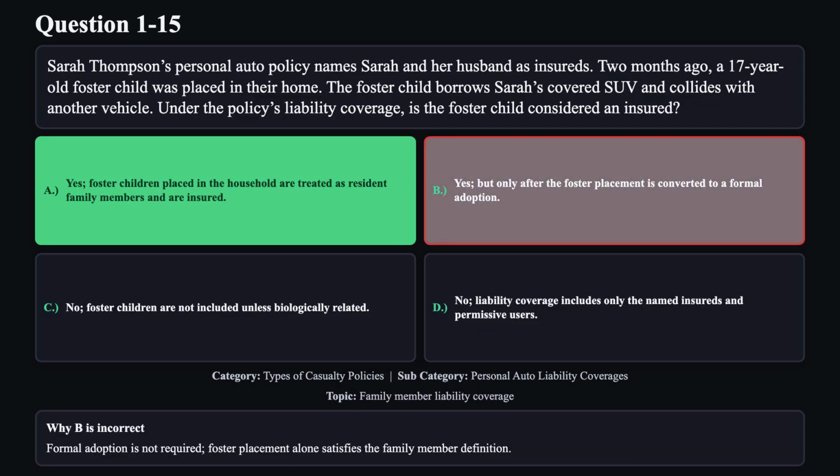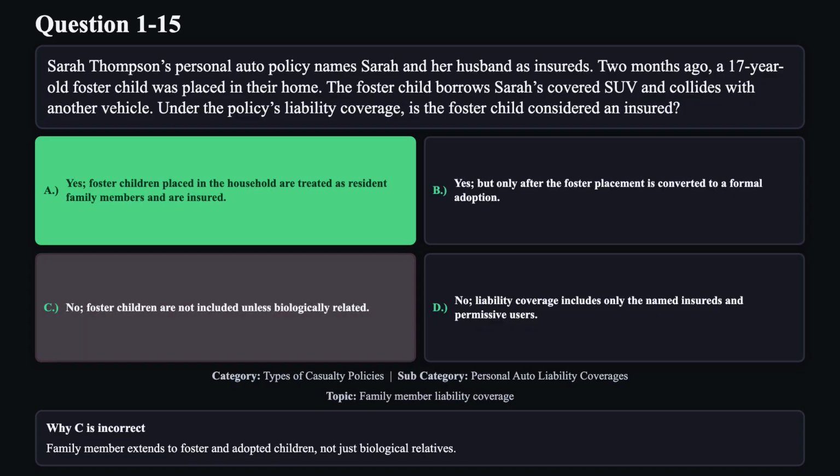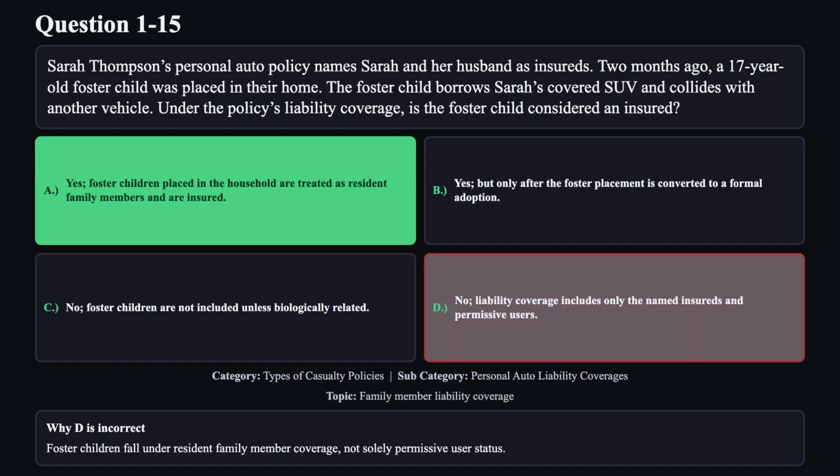Reason B is not correct. Formal adoption is not required. Foster placement alone satisfies the family member definition. Reason C is not correct. Family member extends to foster and adopted children, not just biological relatives. Reason D is not correct. Foster children fall under resident family member coverage, not solely permissive user status.